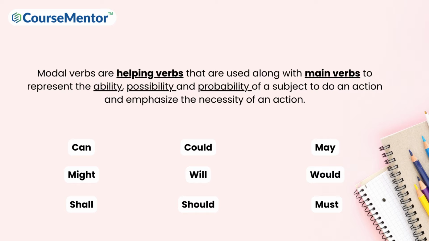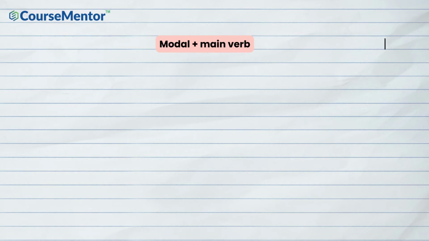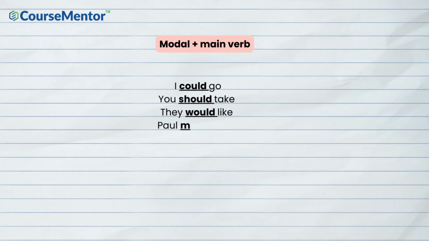These verbs are also auxiliary verbs because they work together with the main verb. Modal plus main verb, and the main verb that follows is always in the bare infinitive form, without to. Example: I could go. You should take. They would like. Paul may borrow.